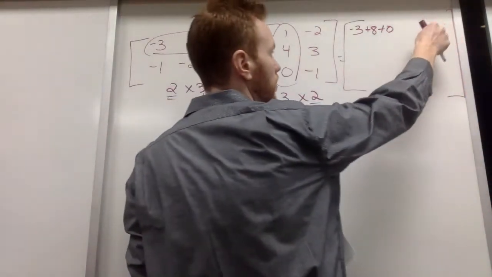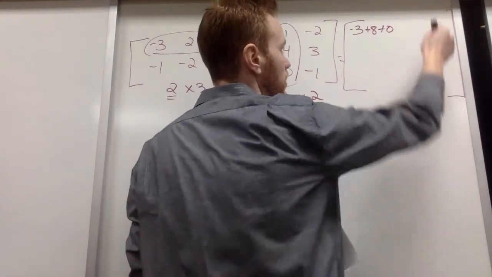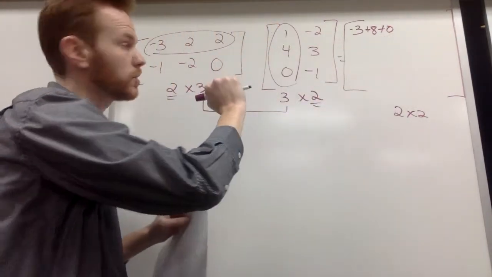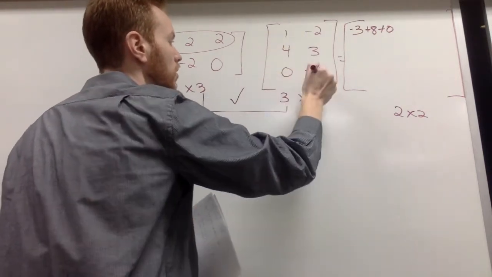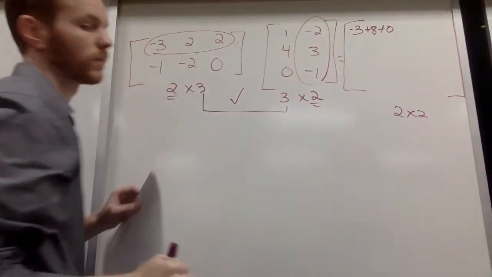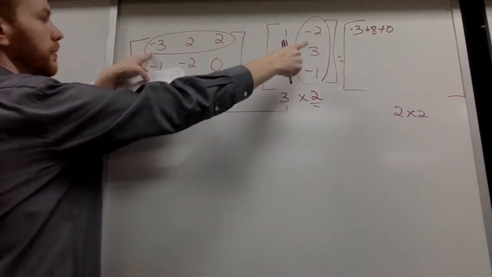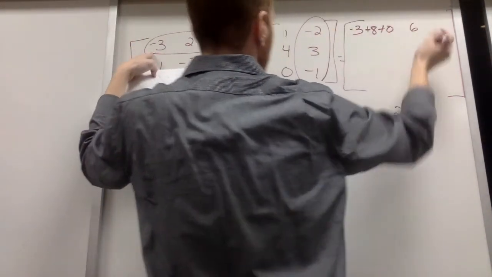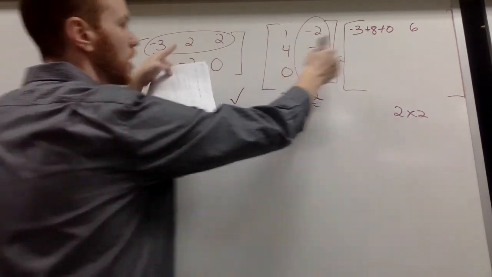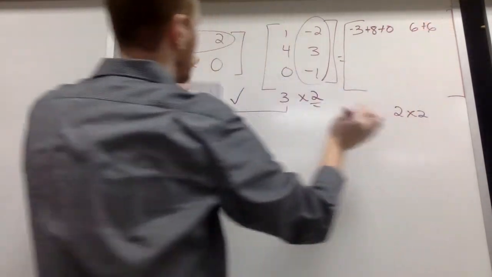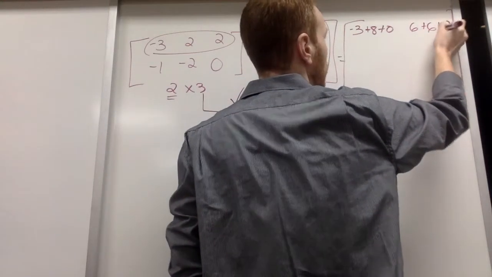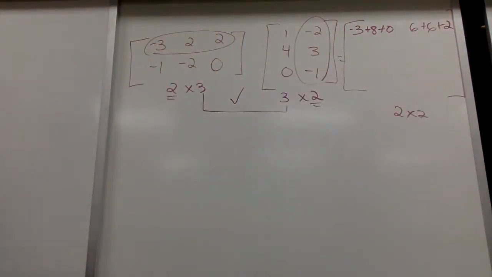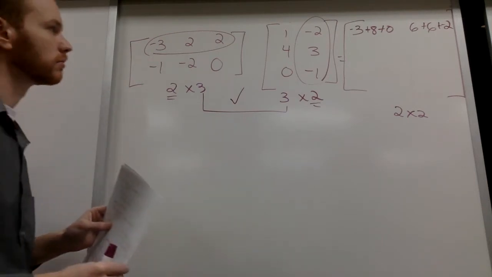Now, this guy over here, remember, the answer is 2 by 2. So this is what? Row 1, column 2. So row 1 I keep. I go back to column 2. Okay. So -3 times -2 is a positive 6. 2 times 3 is another 6. 2 times -1 is a -2. Okay. All right. Now we're done.